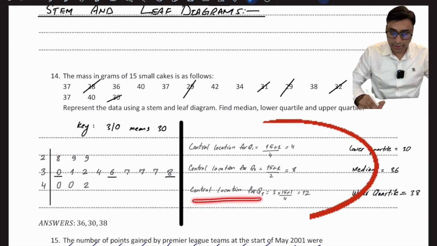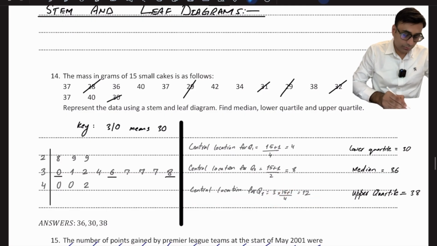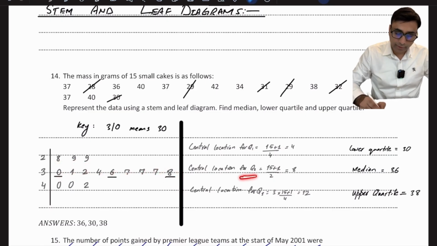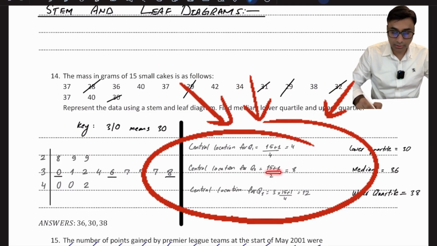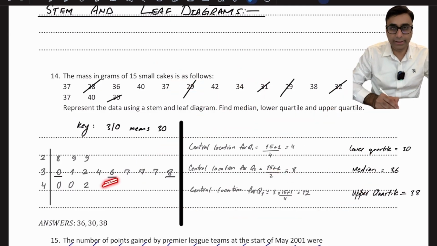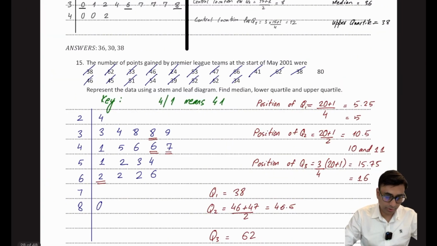Similarly, for the upper quartile, it's 3/4 of (the total frequency plus 1). When I apply that formula, I get my answer as 12. So 1, 2, 3, 4, 5, 6, 7, 8, 9, 10, 11, 12. This is where you will find the upper quartile as well. And similarly, if you want to find the median, that would be half of (the total frequency plus 1), which comes out to be 8 in this case, and you will identify the data that lies at the 8th location.